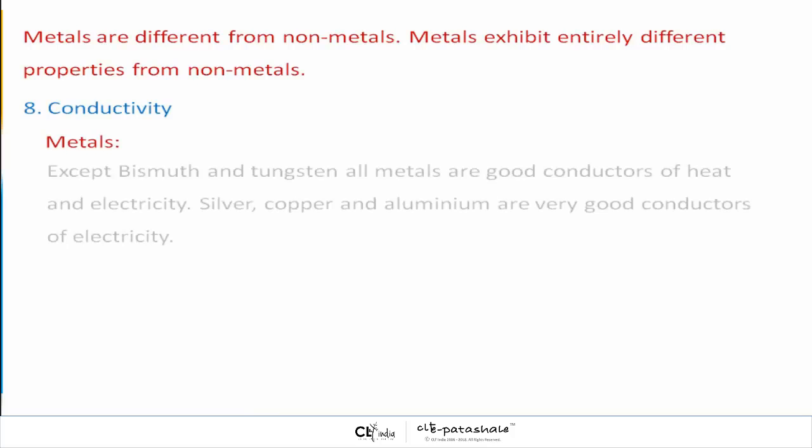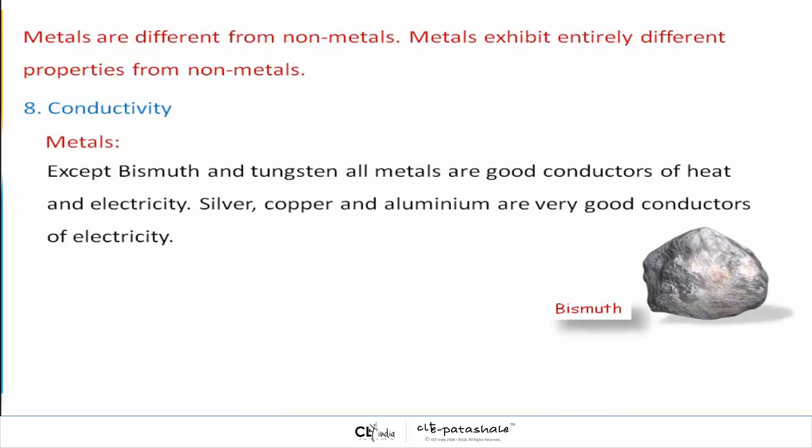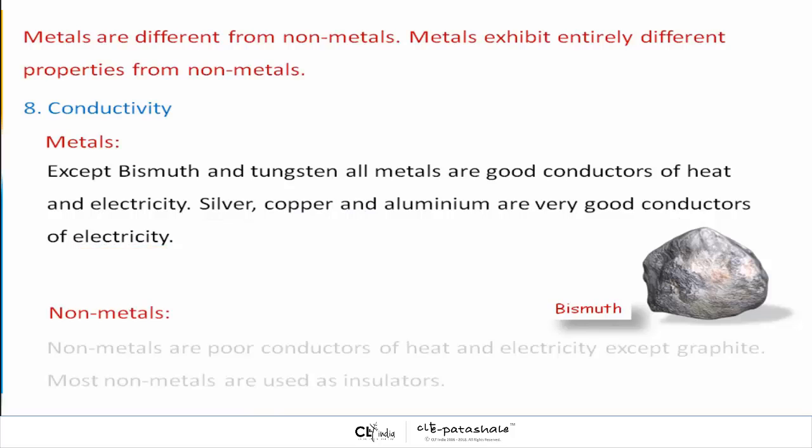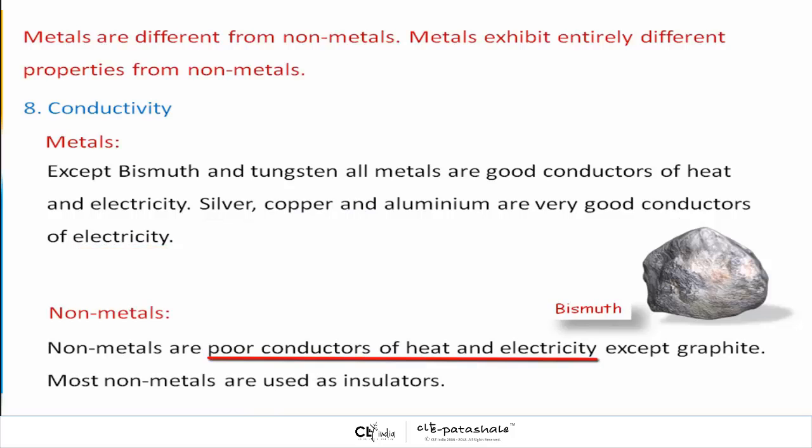Conductivity. Except bismuth and tungsten, all metals are good conductors of heat and electricity. Silver, copper and aluminium are very good conductors of electricity. Nonmetals are poor conductors of heat and electricity except graphite. Most nonmetals are used as insulators.